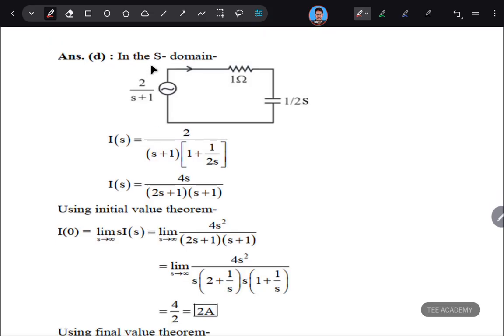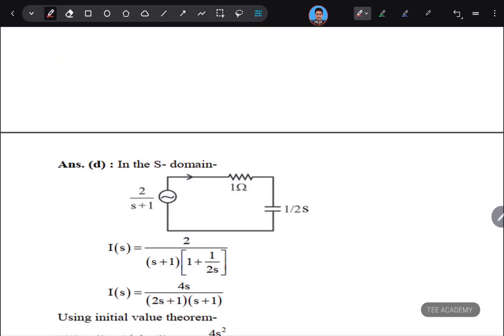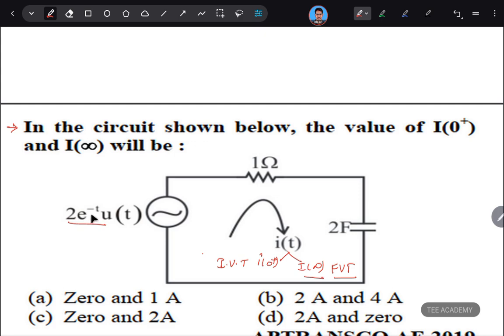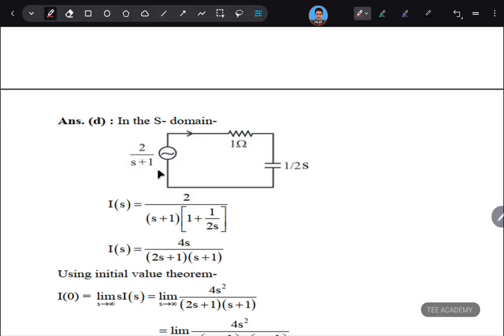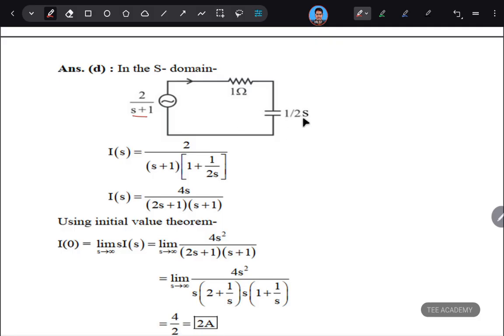Let's see the solution for this problem. Converting 2 e power minus t into u of t into its s domain form, it's nothing but 2 by s plus 1, with a 1 ohm resistor and 1 by 2s for the capacitor. Now I of s is equal to, applying the formula, 2 divided by s plus 1 into 1 divided by 1 plus 1 by 2s. Simplifying, I of s is equal to 4s by 2s plus 1 into s plus 1.